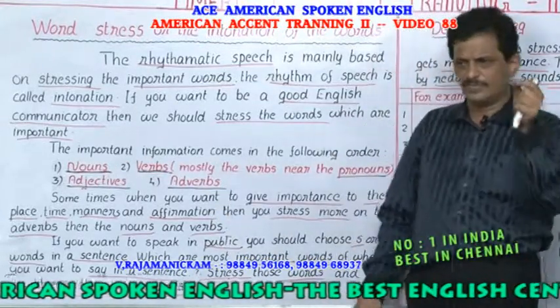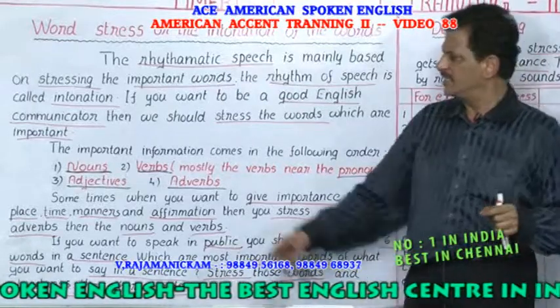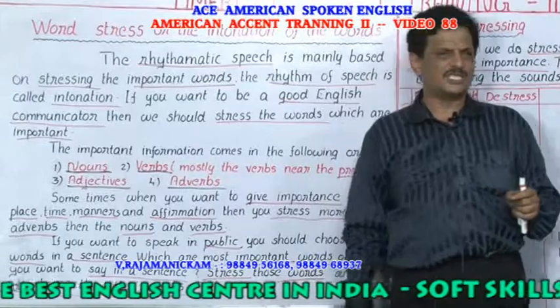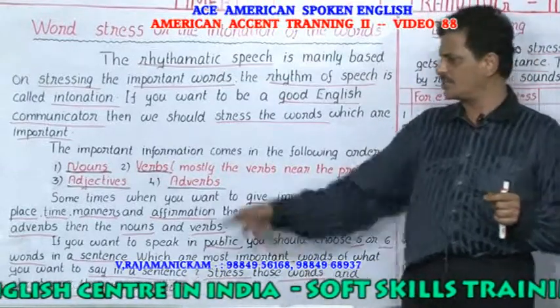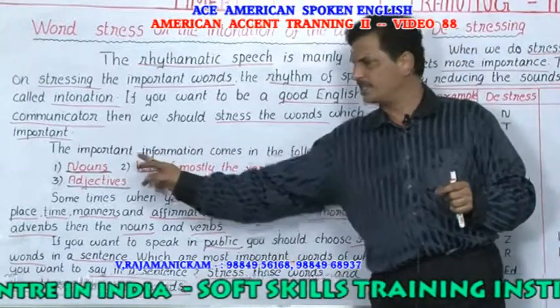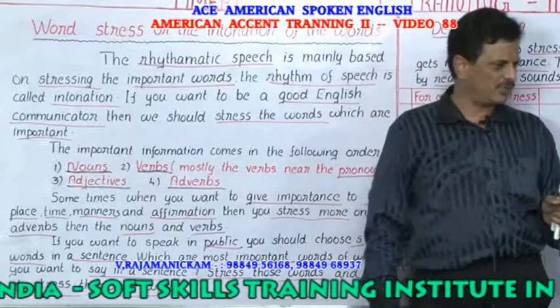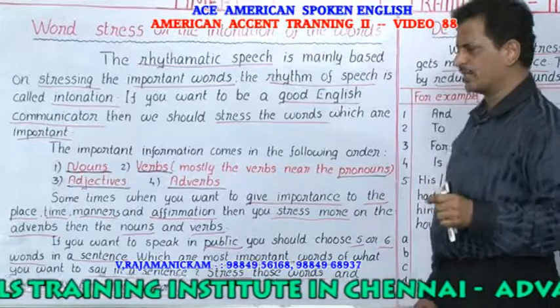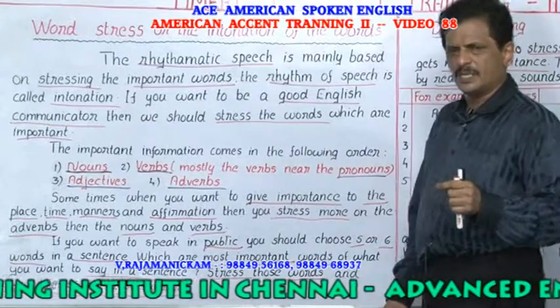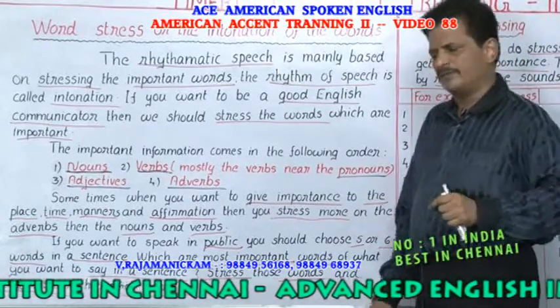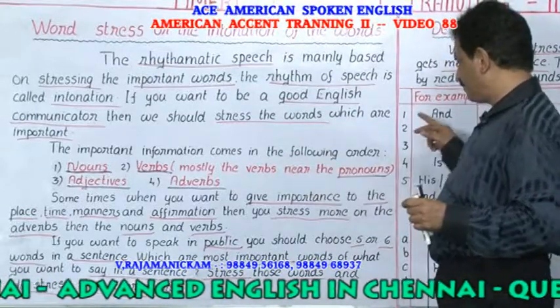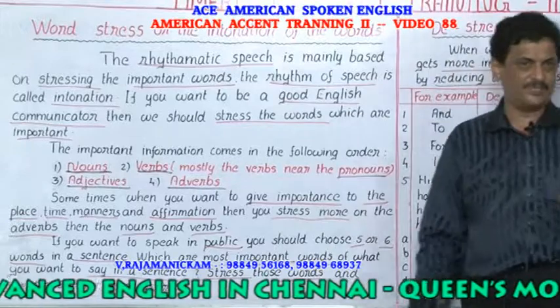When in a sentence you find noun and verb, noun should be given 100% sound. Verb should be stressed 75%. You should not stress verbs 100% and nouns 75%, right? In a sentence where you find a noun and a verb, noun should be stressed more and verbs relatively less. Verbs, mostly the verbs near the pronouns. Near the pronouns, see?